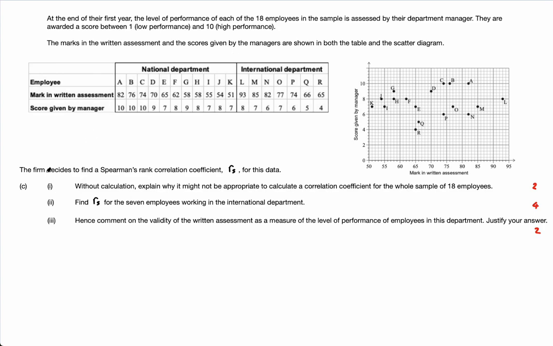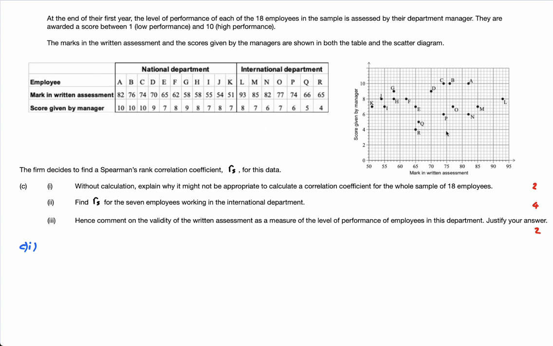And then it says the firm decides to find a Spearman's rank correlation coefficient for this data. Without calculation, explain why it might not be appropriate to calculate a correlation coefficient for the whole sample of 18 students. So the whole sample would just be one correlation coefficient for them all.